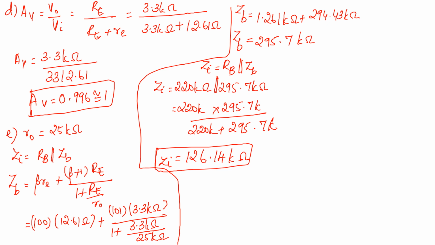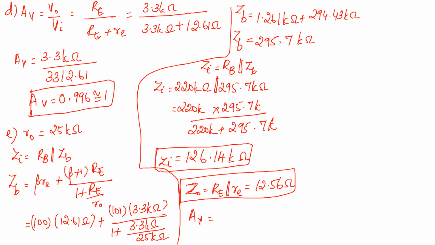What is the next value? Z naught. You know that for Z naught, there is no change for any value of R naught. So it is equal to RE parallel to small re, which will be equal to 12.56 ohm. There is no change. But whereas in the case of AV, you have a different formula. Okay, inclusion of R naught. So beta plus 1 into RE divided by ZB divided by 1 plus RE divided by R naught.